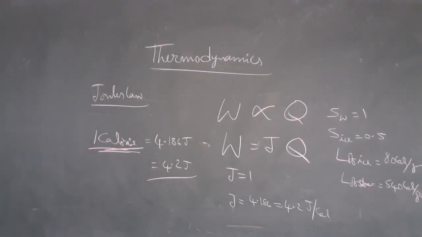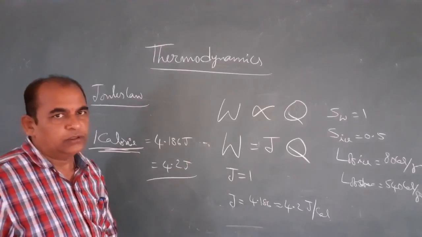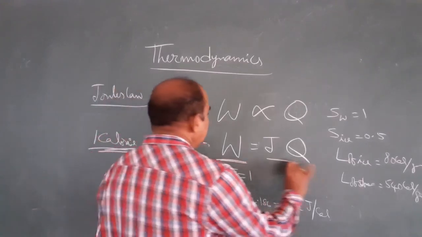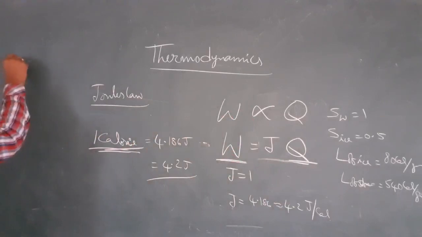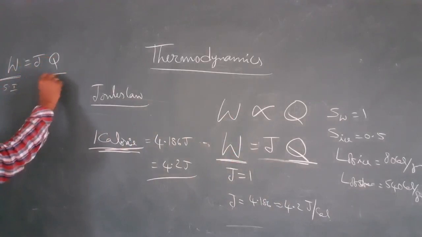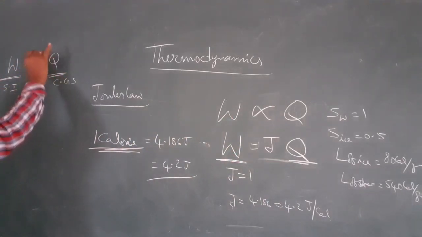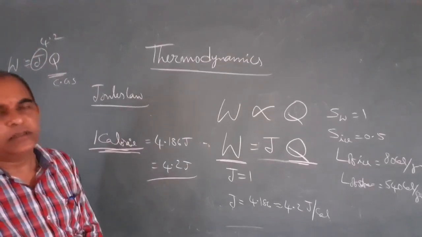But in SI system, remember, they have to give the values also. So that is why it is better if we apply SI system on this side and CGS system on this side. So W is equal to JQ. This part we apply SI system and this part we apply practical system or CGS system. Then take J value as 4.2. Then problems can be solved easily.